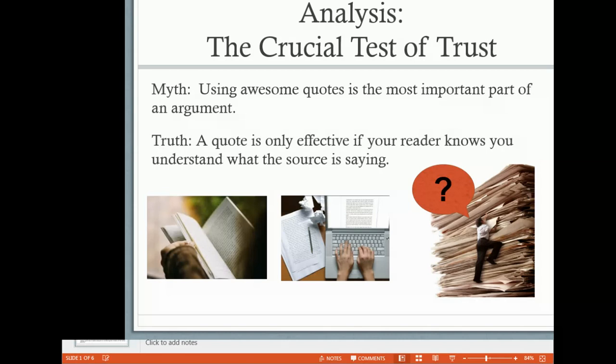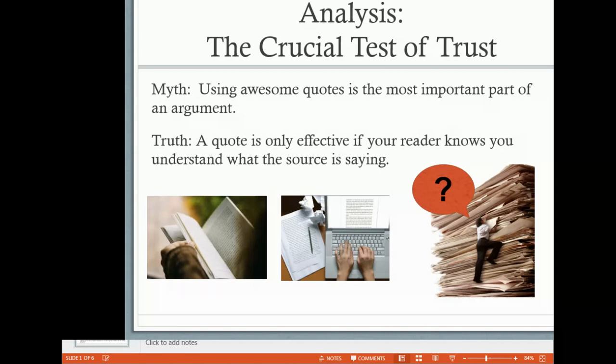Let's talk about analysis. Analysis is the crucial test of ethos, and analysis is honestly the hardest part of writing an essay. I think one myth that we come to essays with as a beginning writer is that using awesome quotes is the most important part of an argument. And I would say the truth is actually that a quote is only effective if your reader knows you understand what the source is saying.